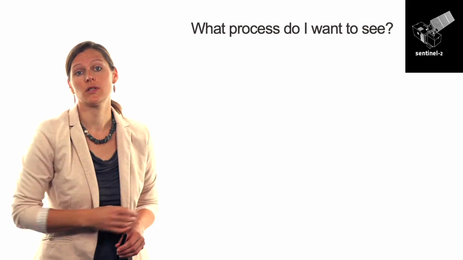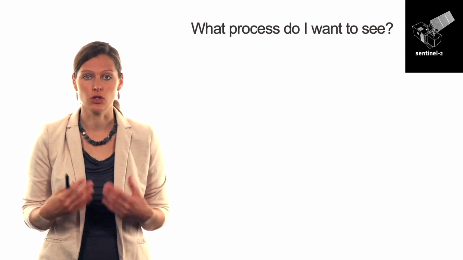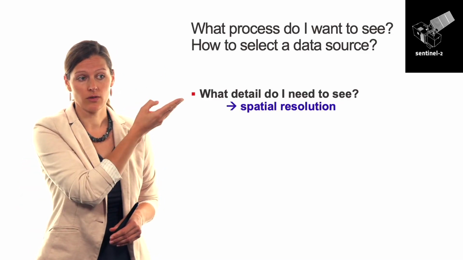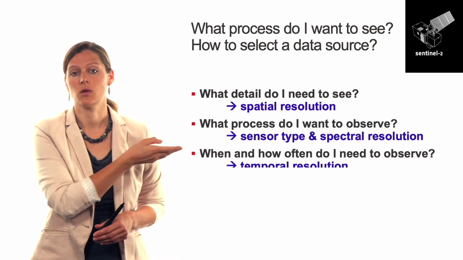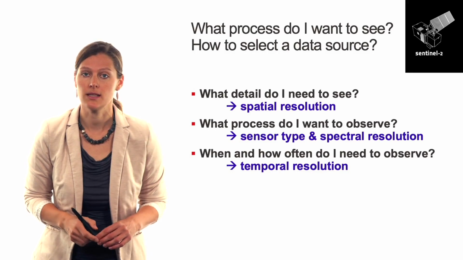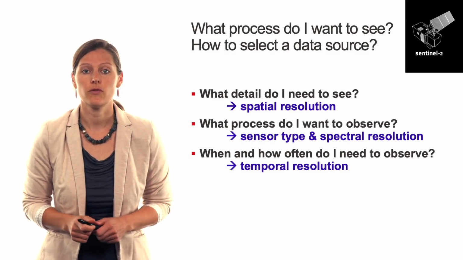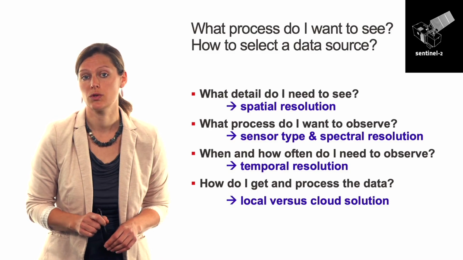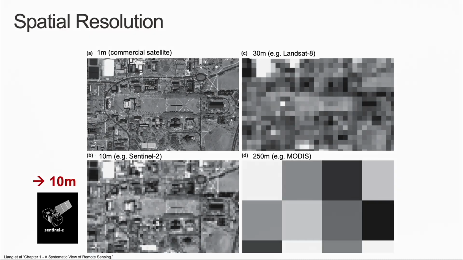When you're working with satellite data or when you want to make an application with satellite images, you first need to ask yourself some basic questions. The first question is, what process do you want to see? Depending on this process, you're going to choose the data source. The different satellites are characterized by different spatial resolutions, spectral resolutions, and the so-called temporal resolutions. I will give you some insight into these questions in the next slides. And fourth but not least, you also need to consider what platform you can and want to use for the processing itself.